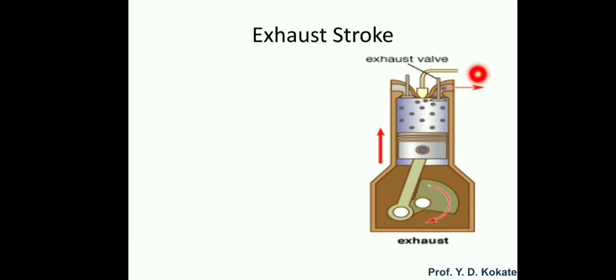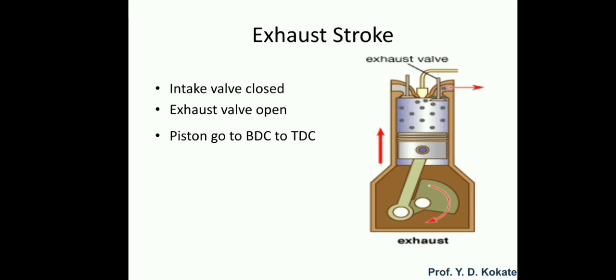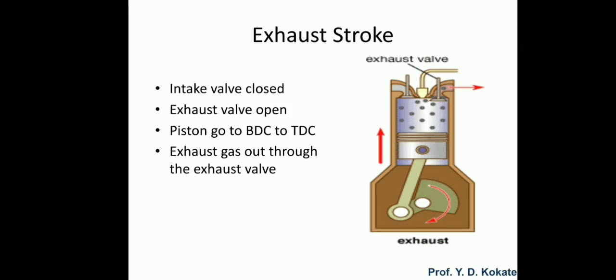Now, whatever power we get, whatever residues are there, we want to expel to the surrounding. That's why again the piston moves from bottom dead center to top dead center. Here very high pressure is generated, so the exhaust valve opens, and these exhaust gases are released to the atmosphere with the help of the silencer. So the exhaust valve is open, the intake valve is closed, and the piston starts moving from bottom dead to top dead center and creates positive pressure. Due to that, all the gases are expelled to the surrounding.